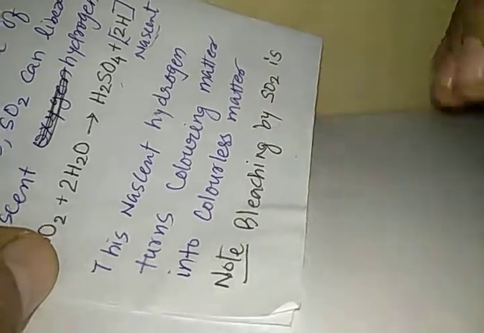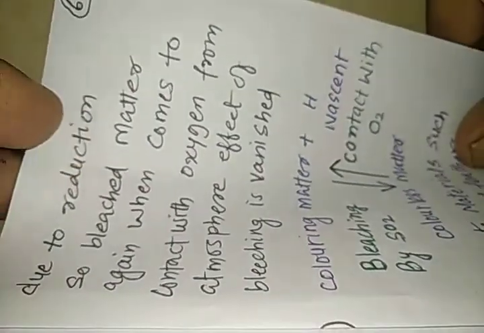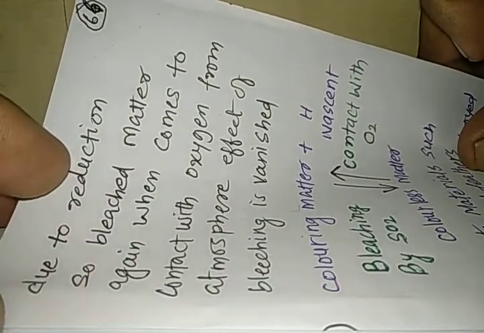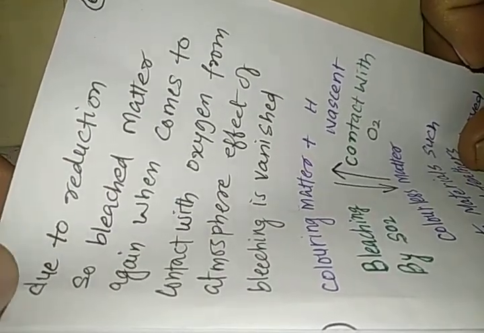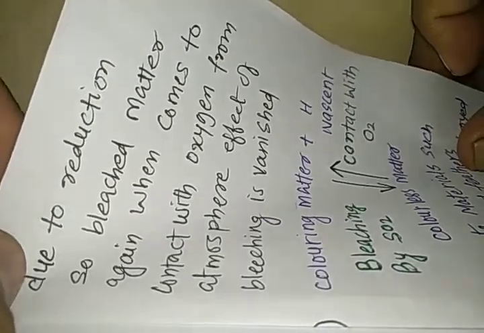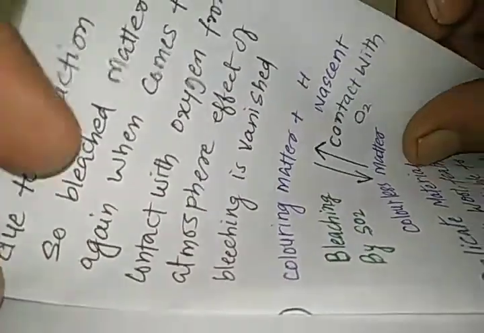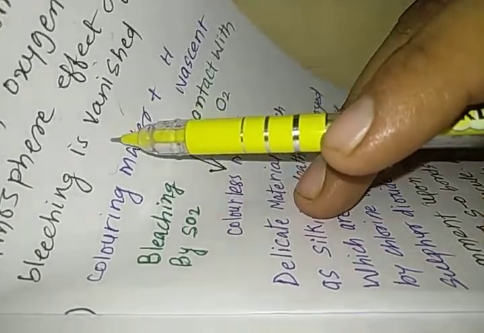So note, bleaching by sulfur dioxide is due to reduction. Hydrogen is used, so nascent hydrogen is formed, and it bleaches by reduction. The bleached matter, when it comes in contact with oxygen from the atmosphere, loses the effect of bleaching, so it is not permanent. After some time the effect of sulfur dioxide bleaching will be removed or vanish.